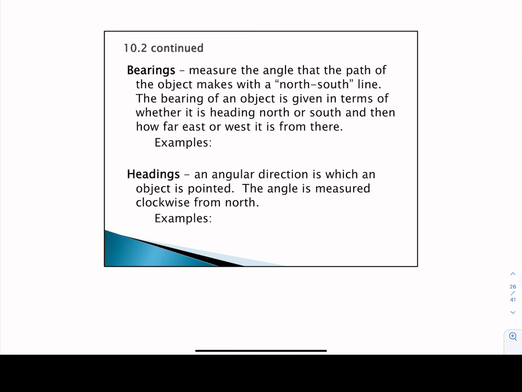Aside from angles of elevation and depression, we have bearings and we have headings. A bearing is measured very differently than a heading. When you have a bearing, it measures the angle that the path of your object is going to make with what we call a north-south line. There are different ways we're going to illustrate these kinds of measurements, and we want to start with some examples of bearings here.